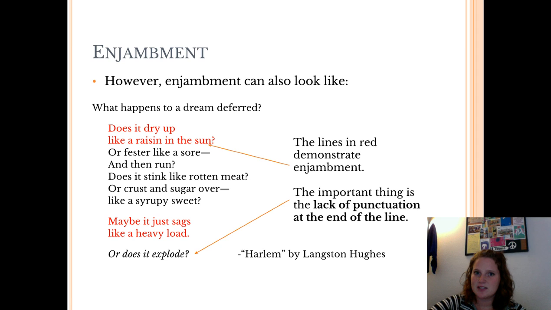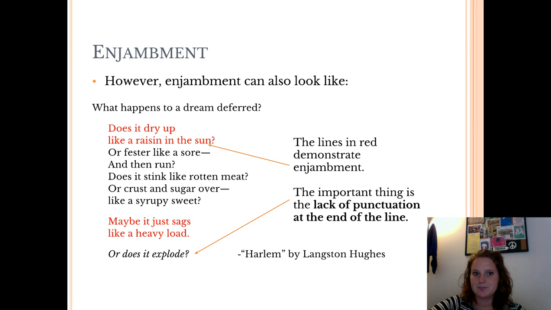That also helps us understand the meaning, because we're not just asking, does it dry up? When we analyze it, we don't focus just on this question of does it dry up. We go back and look at that image of does it dry up like a raisin in the sun. And that adds to what we can analyze when we're writing and looking for meaning.